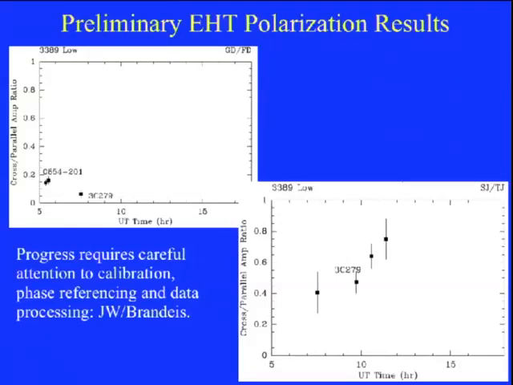Now, these are preliminary results, and we need to verify them. But this seems to indicate that the closer we get into the black hole, the higher the linear polarization fraction that we see, which is very promising, that we can do the same thing for Sgr A*.